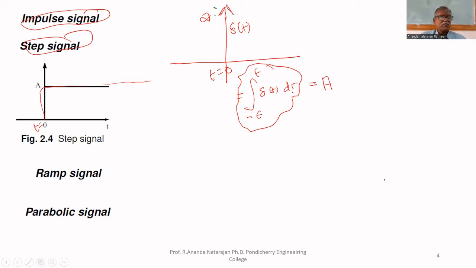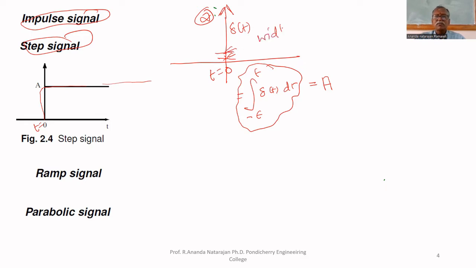Hammer blow. What is happening there? The energy in the hammer is transferred to that body. Some energy is transferred from one body to another body. Here, in the ideal case, its magnitude is infinity and its width is 0. Is it possible to have a width of 0? It is a limiting case of 0. Its width tends to 0.